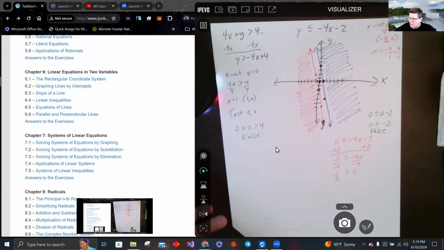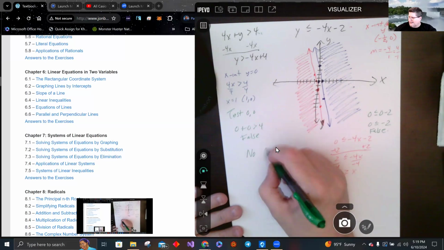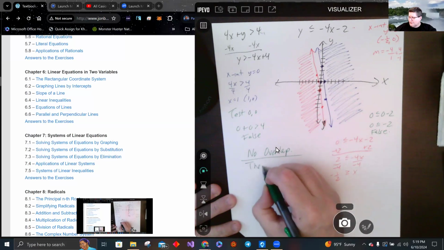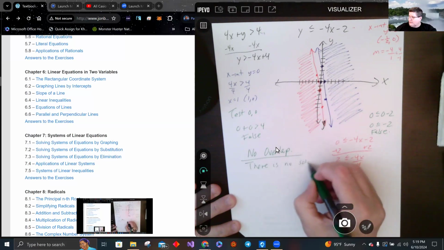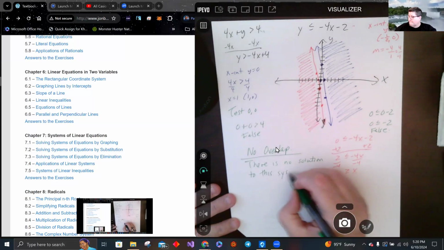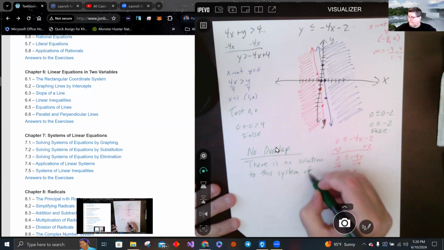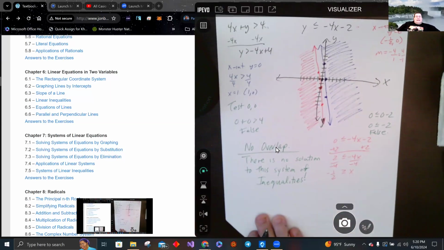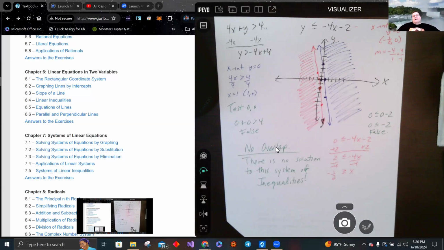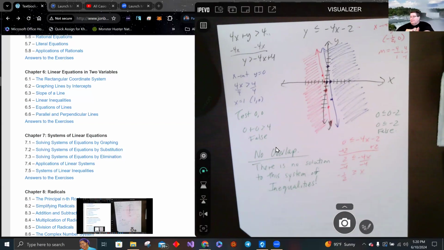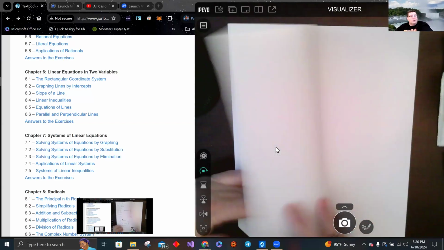And we have no overlap, folks. Did I say interlap? No overlap, not even the lines. There is no solution to this system of inequalities. Boom! We haven't had that yet, have we? Boom! All right, let's check out some more.